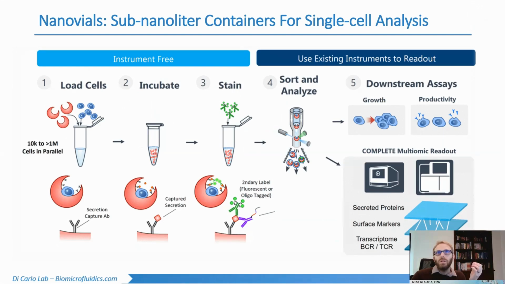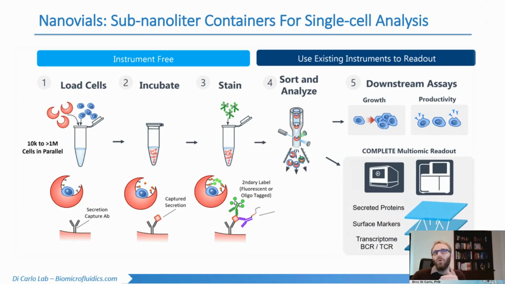So I just want to show you a general workflow for how to use nanovials, or how we've been using nanovials and others are using them. One is you basically load cells by mixing a volume of cells into nanovials. So they are randomly encapsulated and captured based on adhesive moieties, for example, a cell capture antibody to a cell surface protein. You then incubate. You can remove unbound cells. You incubate these so that the cells then secrete something of interest to characterize their function. You can capture what they're secreting by also having capture antibodies on the surface. You then wash and then label. So in this case, you can label with fluorescent and/or oligo-tagged antibodies.